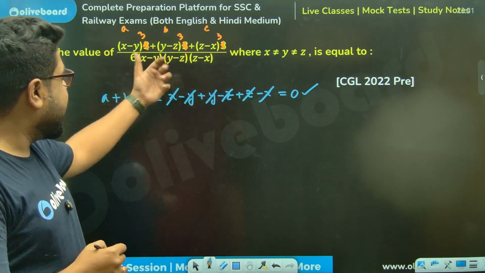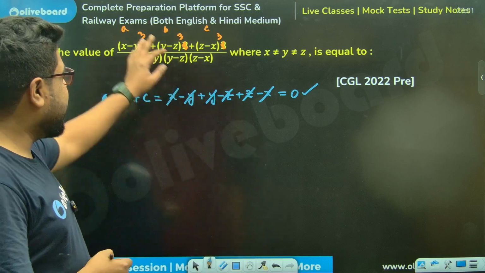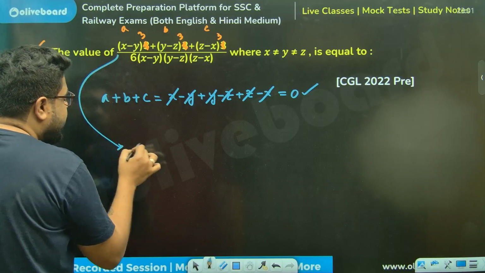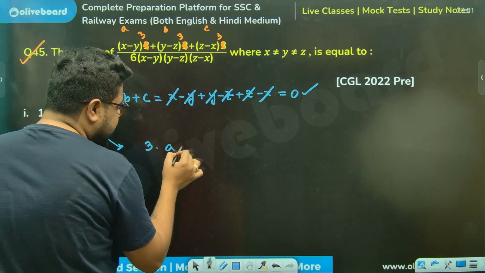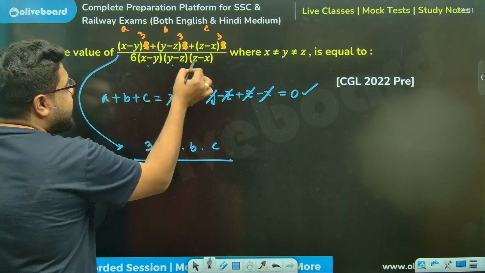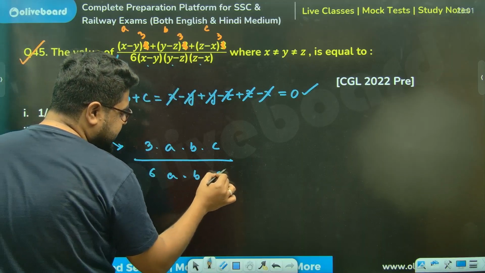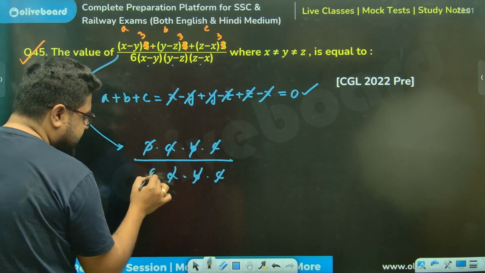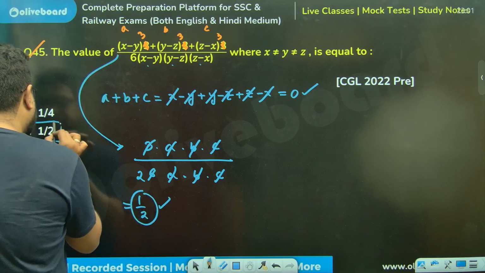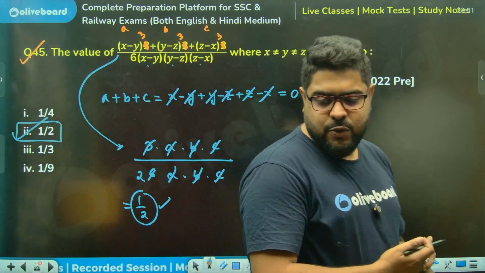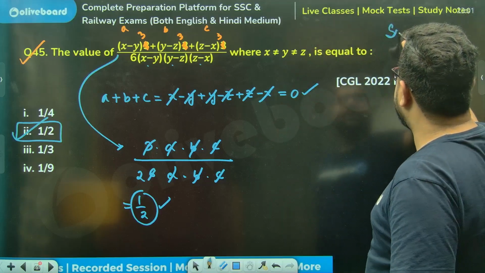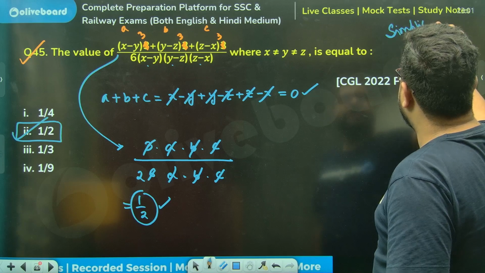And once I know a plus b plus c equal to 0, so a cube plus b cube plus c cube becomes 3abc. So can I say the numerator here will become thrice of abc, 3 into a into b into c. And what is the denominator? 6 times a into b into c. Everything cancels. So we get 1 by 2 as your correct answer. Option number 2. So these type of questions you can get in simplification as well. Please keep this in mind.